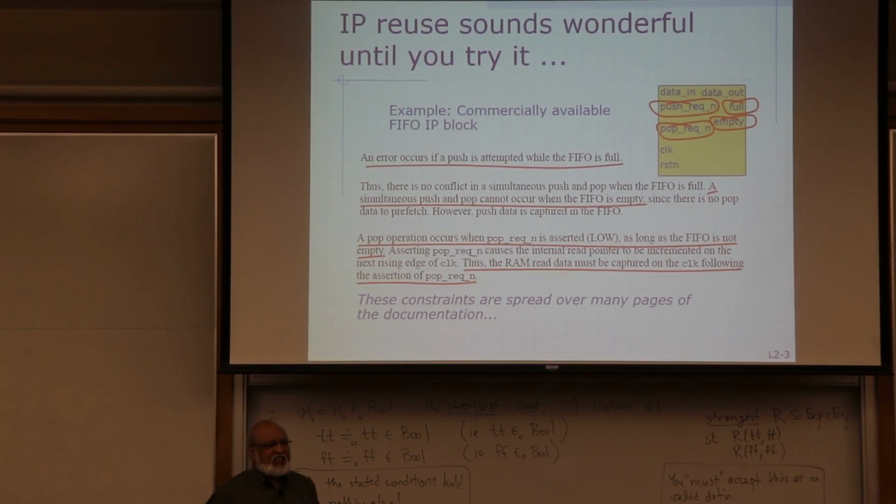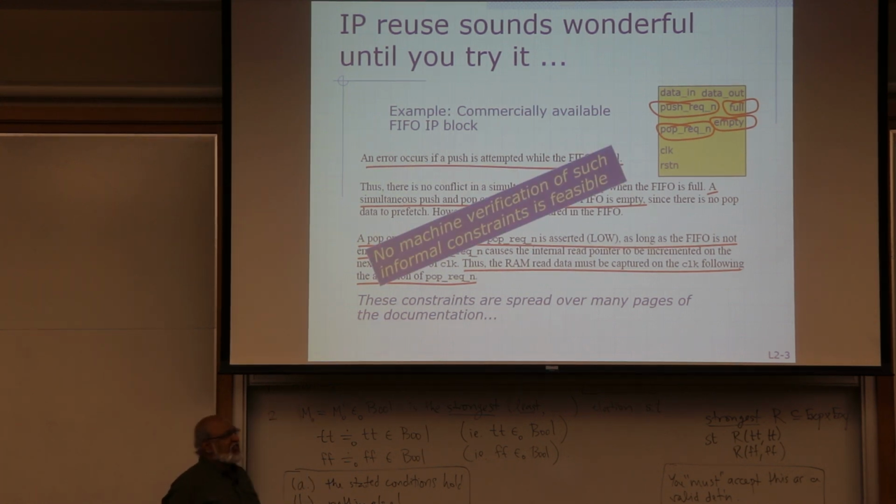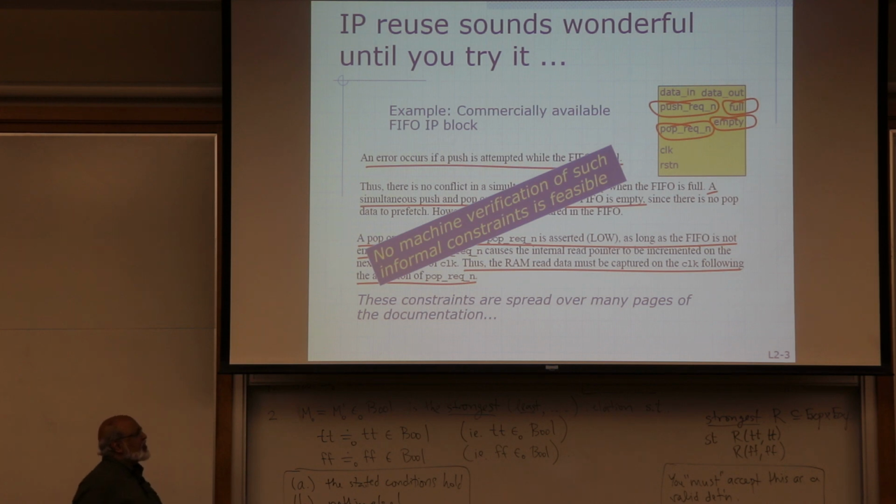So somebody says, should I do this or not? He says, yeah, look at page 13. Whoa, so not only do you have to read these 23 pages, but you have to kind of internalize it a little bit, what is allowed and what is not allowed. The main point I want to make is no machine verification of such informal constraints is feasible.